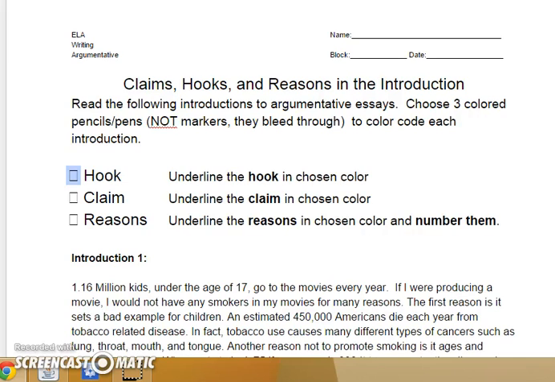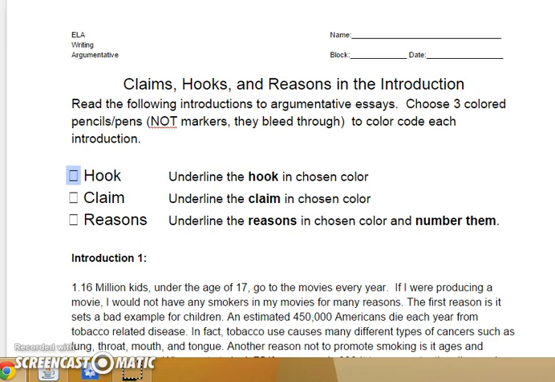Hey, awesome 8th grade. I want to go over the claims, hooks, and reasons for the introduction. First, second, and third period, this is going to be kind of a review and going over your homework. Fourth period, we didn't get a chance to do this yesterday, so we're going to actually do it together in class. All classes, make sure that you've got your hooks, your claims, and your reasons identified.